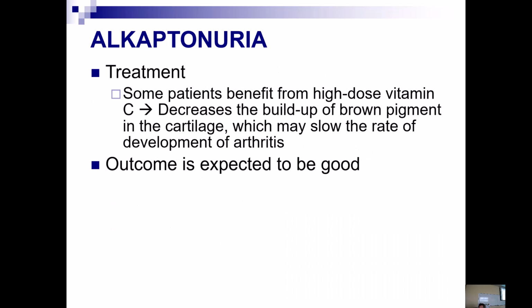For treatment, some patients benefit from high dose vitamin C. It's going to decrease some of the buildup of the brown pigment in the cartilage, which may slow the progression of arthritis. The outcome is usually pretty good for these patients if we get them treatment early.